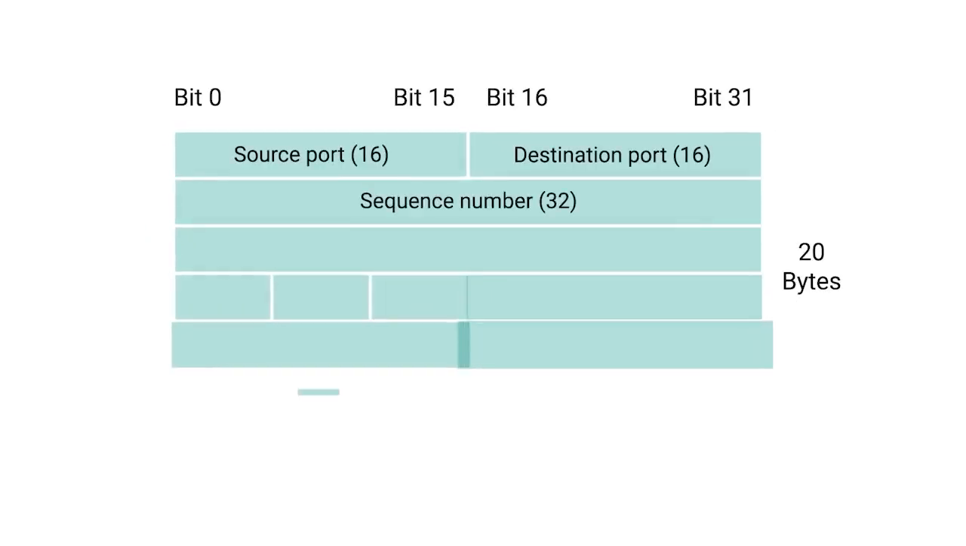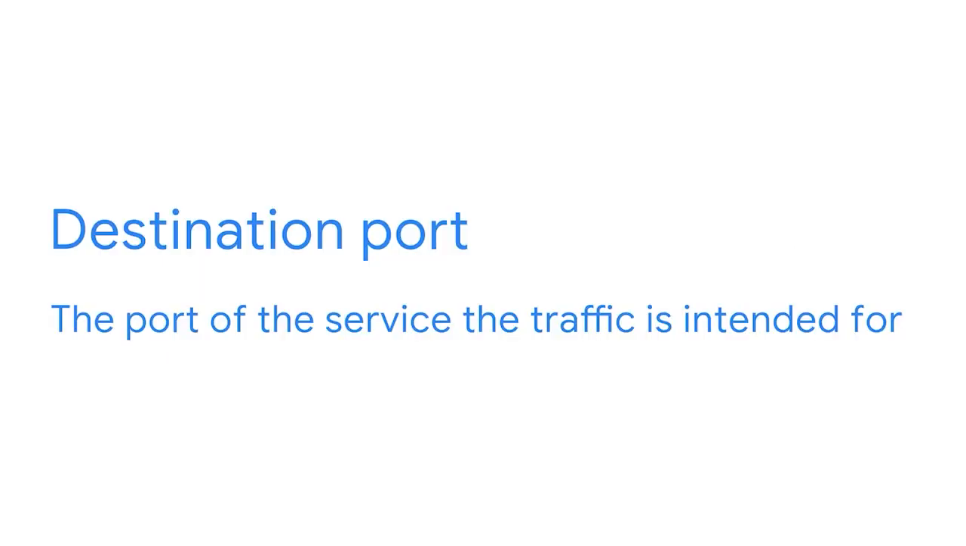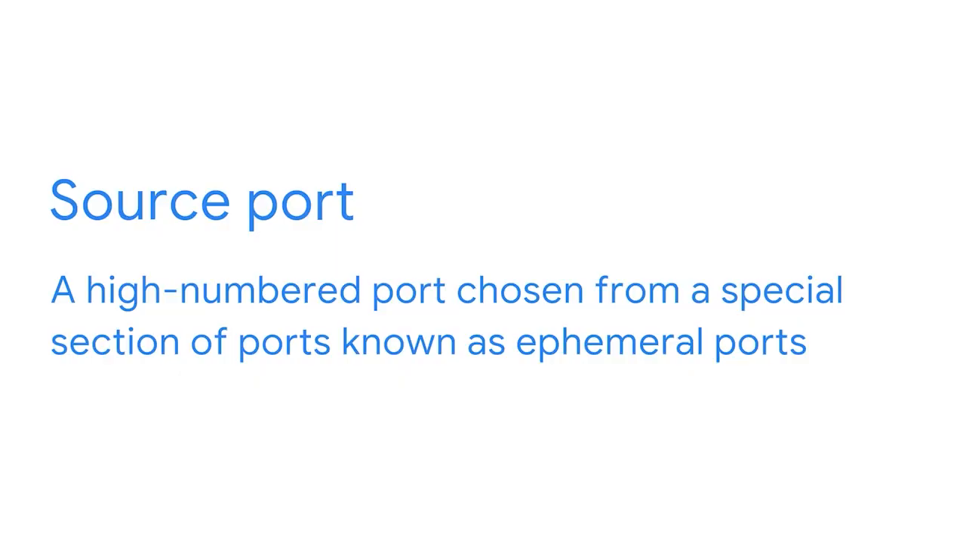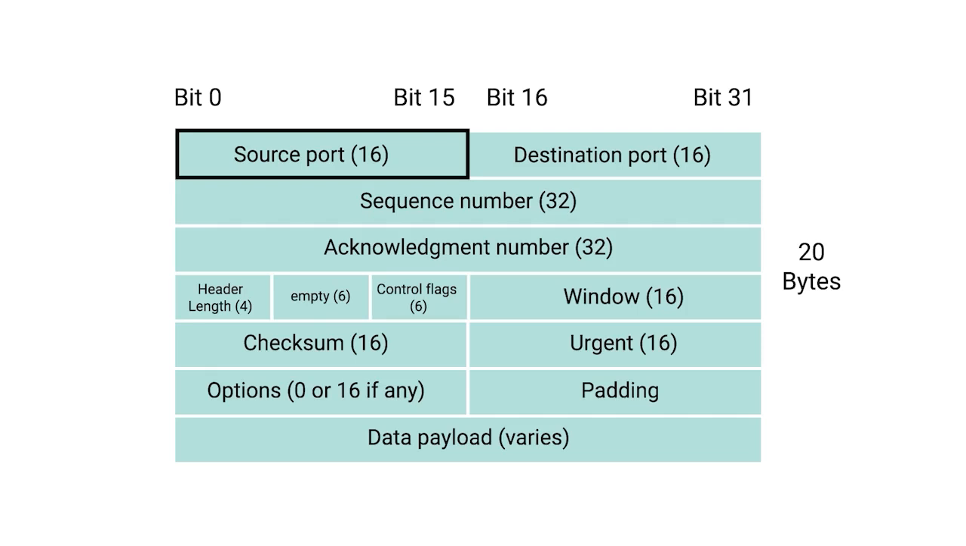A TCP header itself is split into lots of fields containing lots of information. First, we have the source port and the destination port fields. The destination port is the port of the service the traffic is intended for, which we talked about in the last video. A source port is a high-numbered port chosen from a special section of ports known as ephemeral ports. We'll cover ephemeral ports in more detail in a little bit. For now, it's enough to know that a source port is required to keep lots of outgoing connections separate.